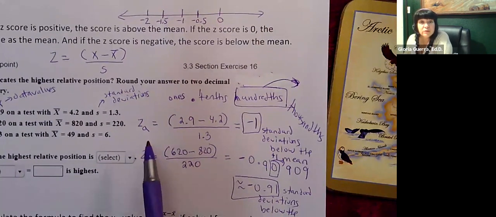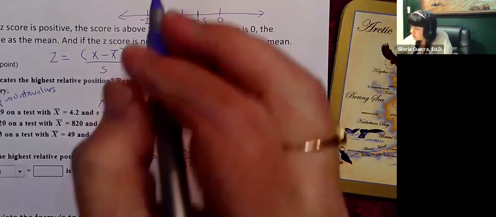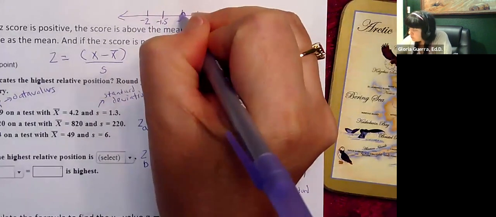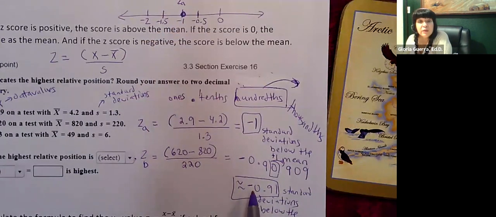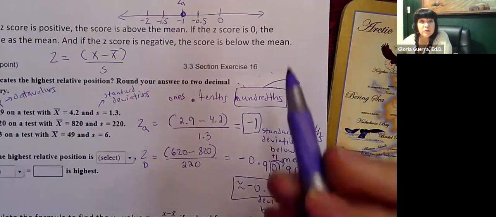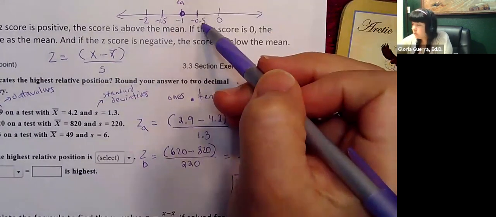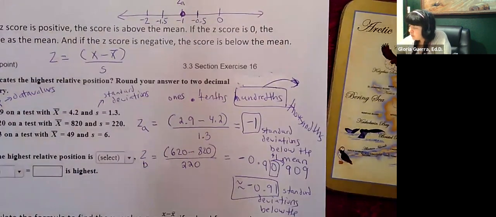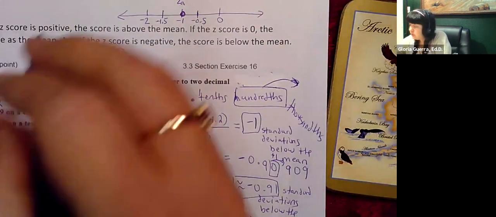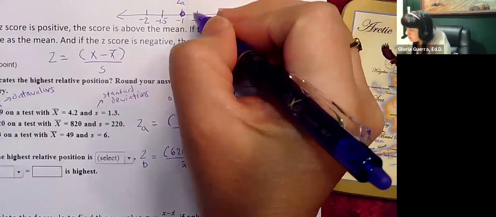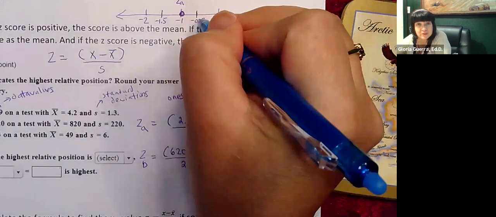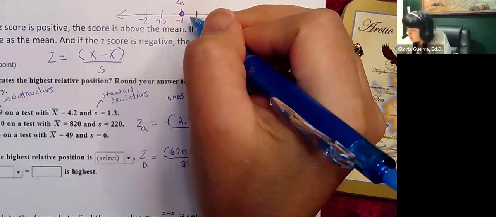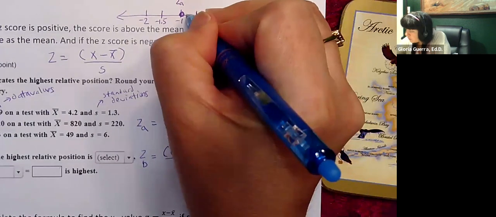Okay. And the first one, z sub a, was -1. So that's this one right here. Z sub a. The other one is -0.91. So that's real close. This is negative 0.5. So negative 0.5, negative 0.6, negative 0.7, negative 0.8, negative 0.9. So that's about right here.